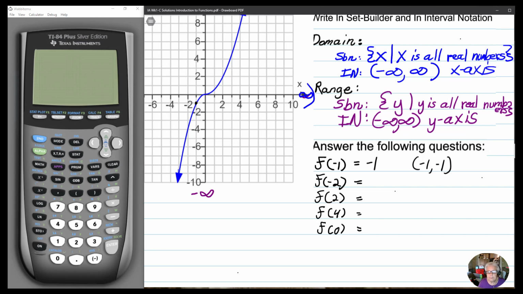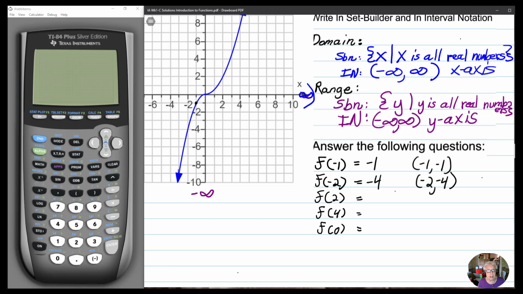F of negative 2. These are the x-coordinates in the parens. Here's negative 2. Go down to the graph and then over to the y-axis. That number is negative 4. That gives us the point negative 2, negative 4.